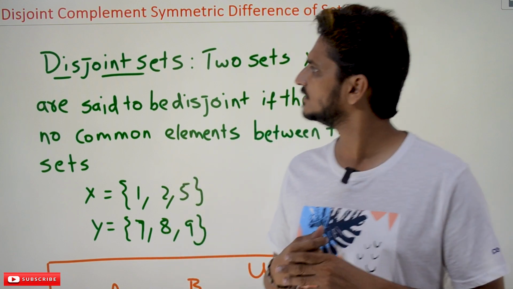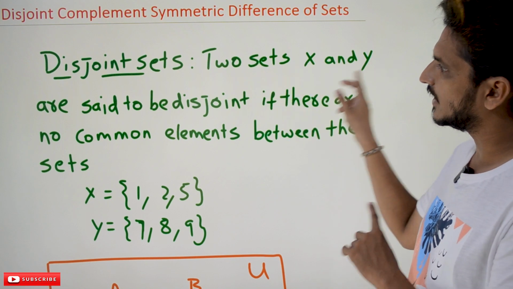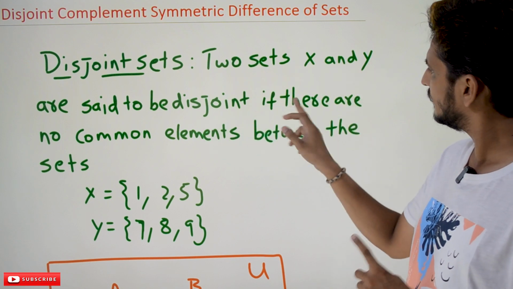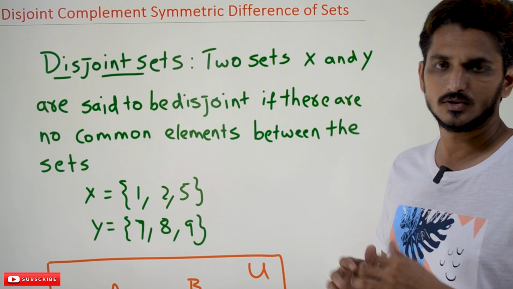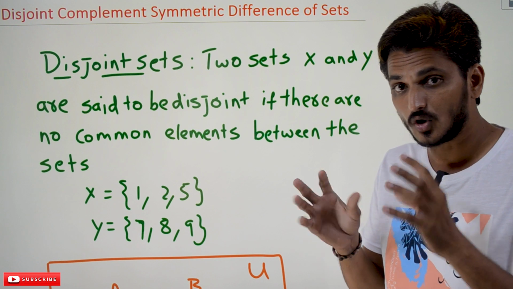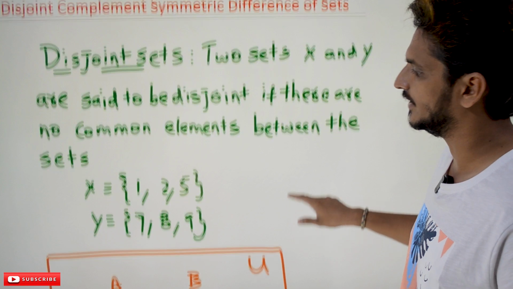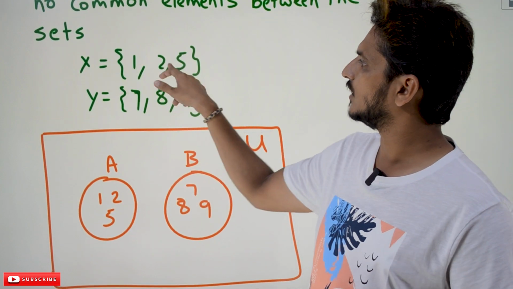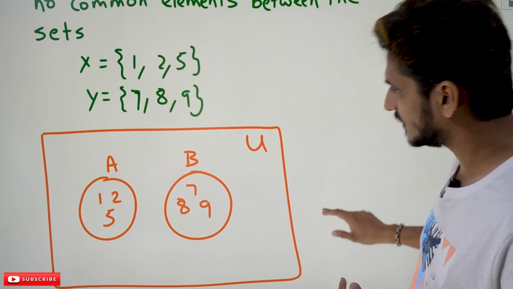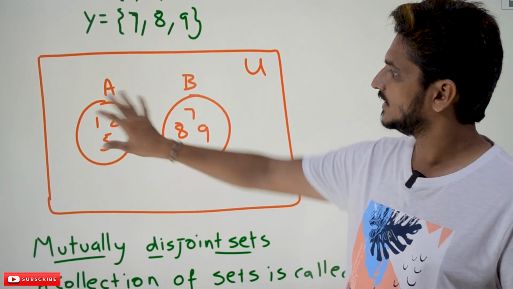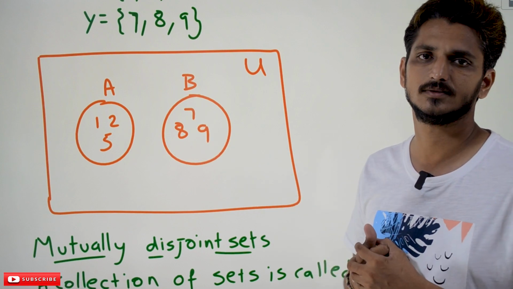Coming to today's class, disjoint sets. Two sets X and Y are said to be disjoint if there are no common elements between the sets. So if you take any two sets and they have no common elements, then we call them disjoint sets. X is equal to {1, 2, 5}, Y is equal to {7, 8, 9}. In the Venn diagram representation, this is how it looks. A and B should not overlap. Then we say they are disjoint sets.